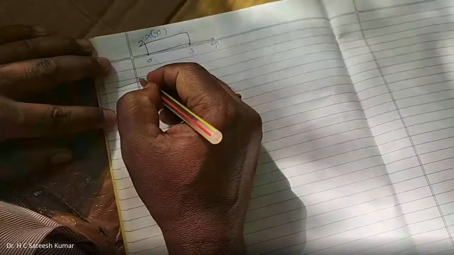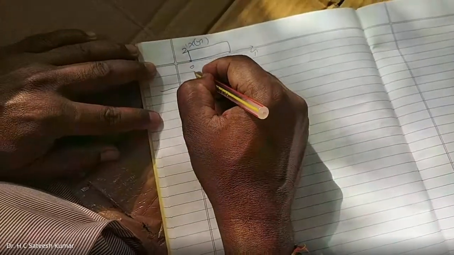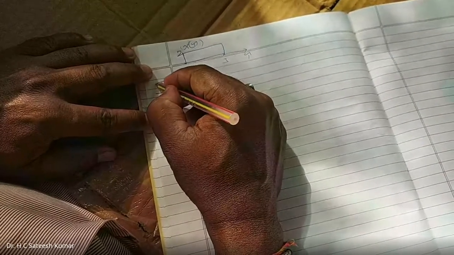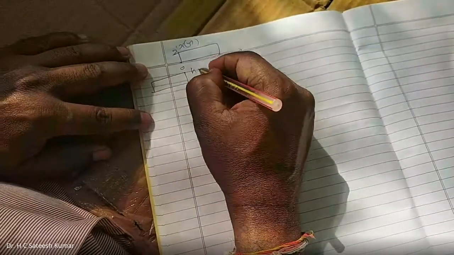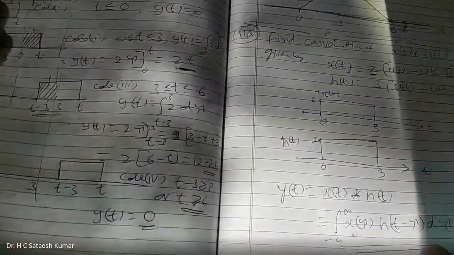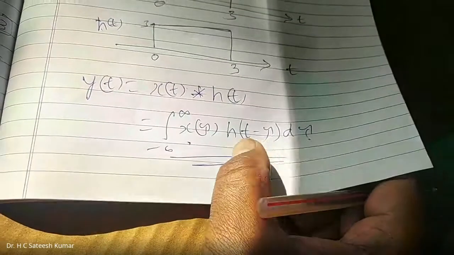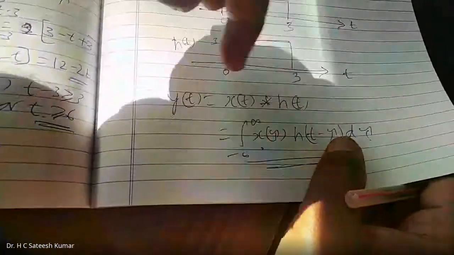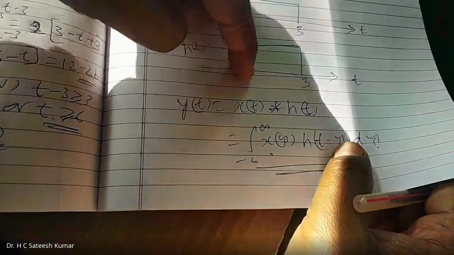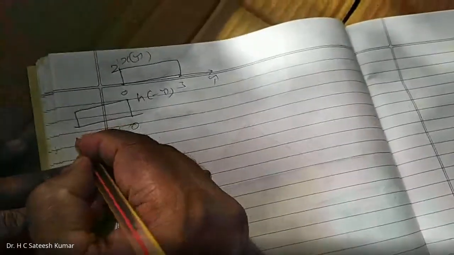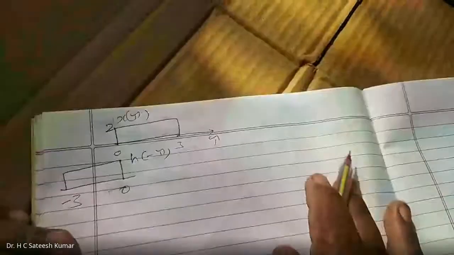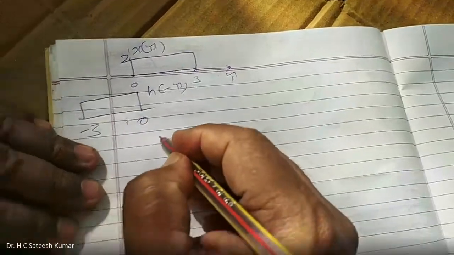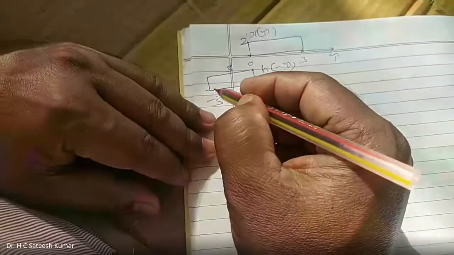h of minus tau is from 0 to minus 3. See, h of minus tau means what? Folded version of it. On the tau axis, replace t by tau. What will you get? h of t minus tau you want. Now, first you find out h of minus tau. This is h of t. Fold it. 0 remains 0 and 3 will go to minus 3. So therefore, 0 to minus 3 is h of minus tau. We got it, and the amplitude is 3.